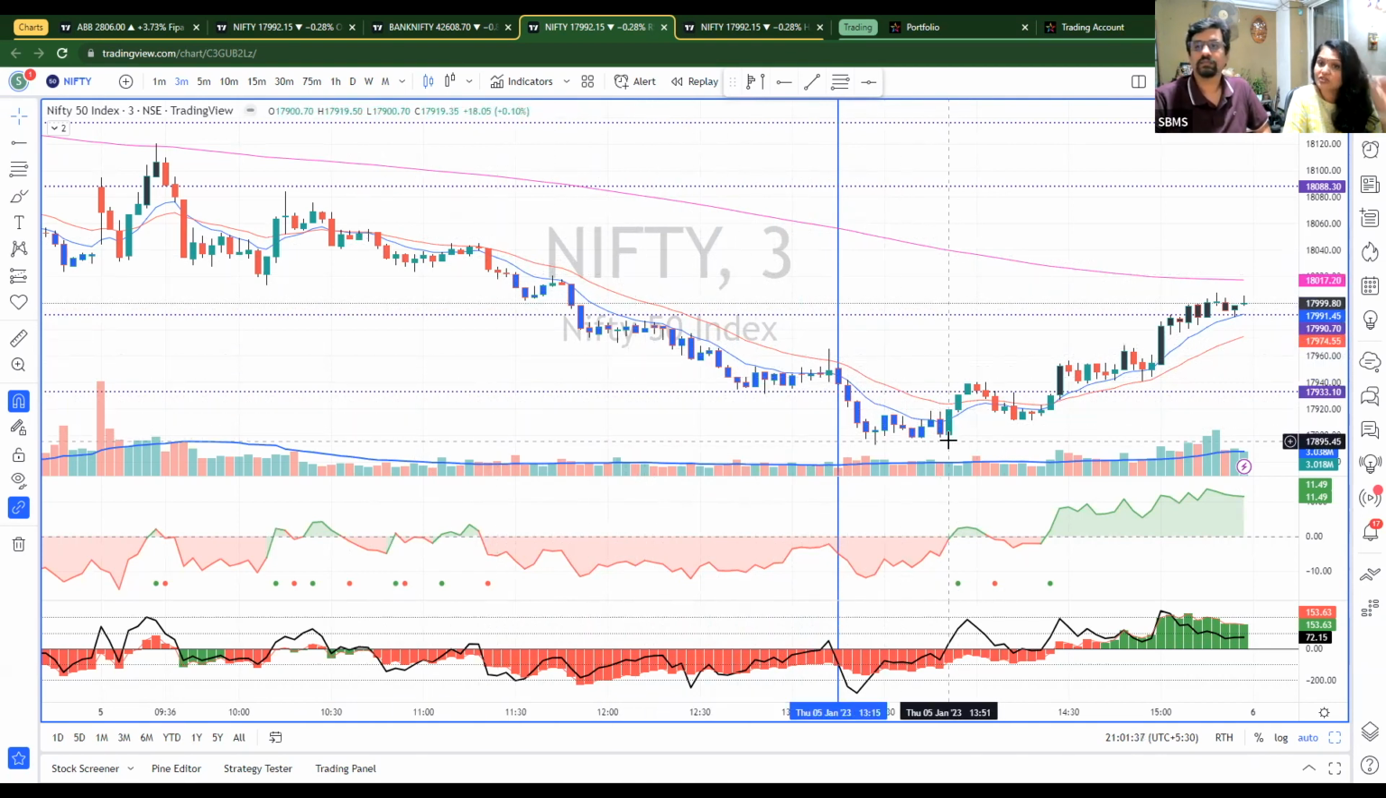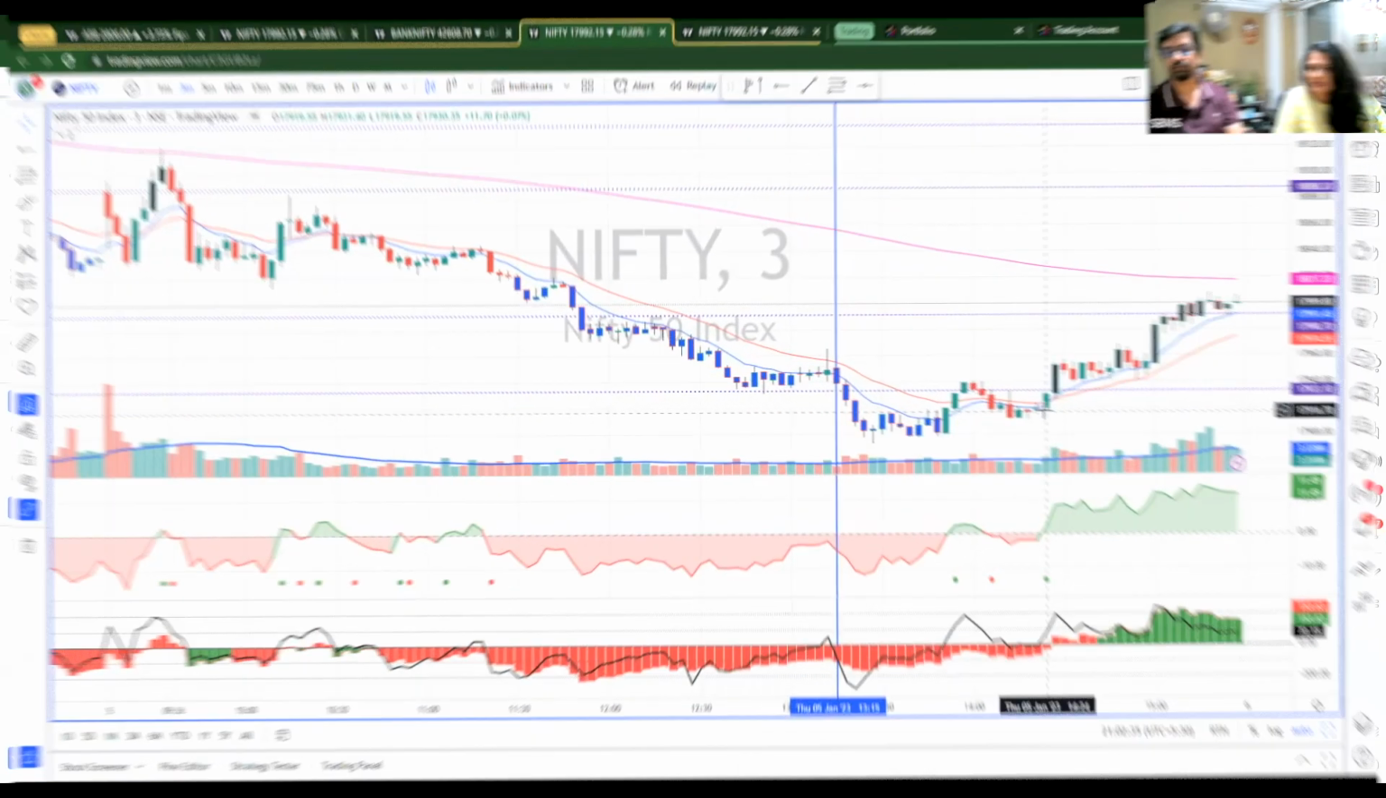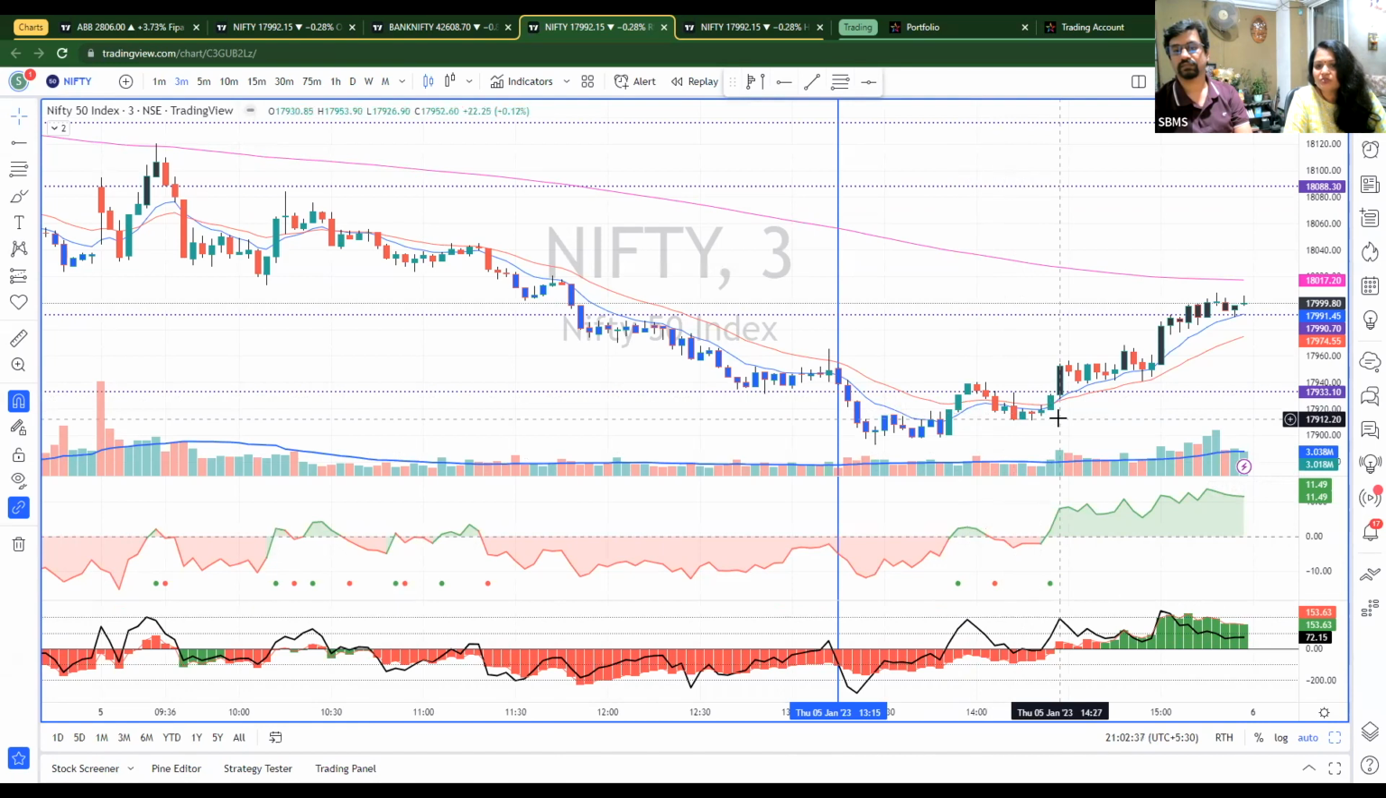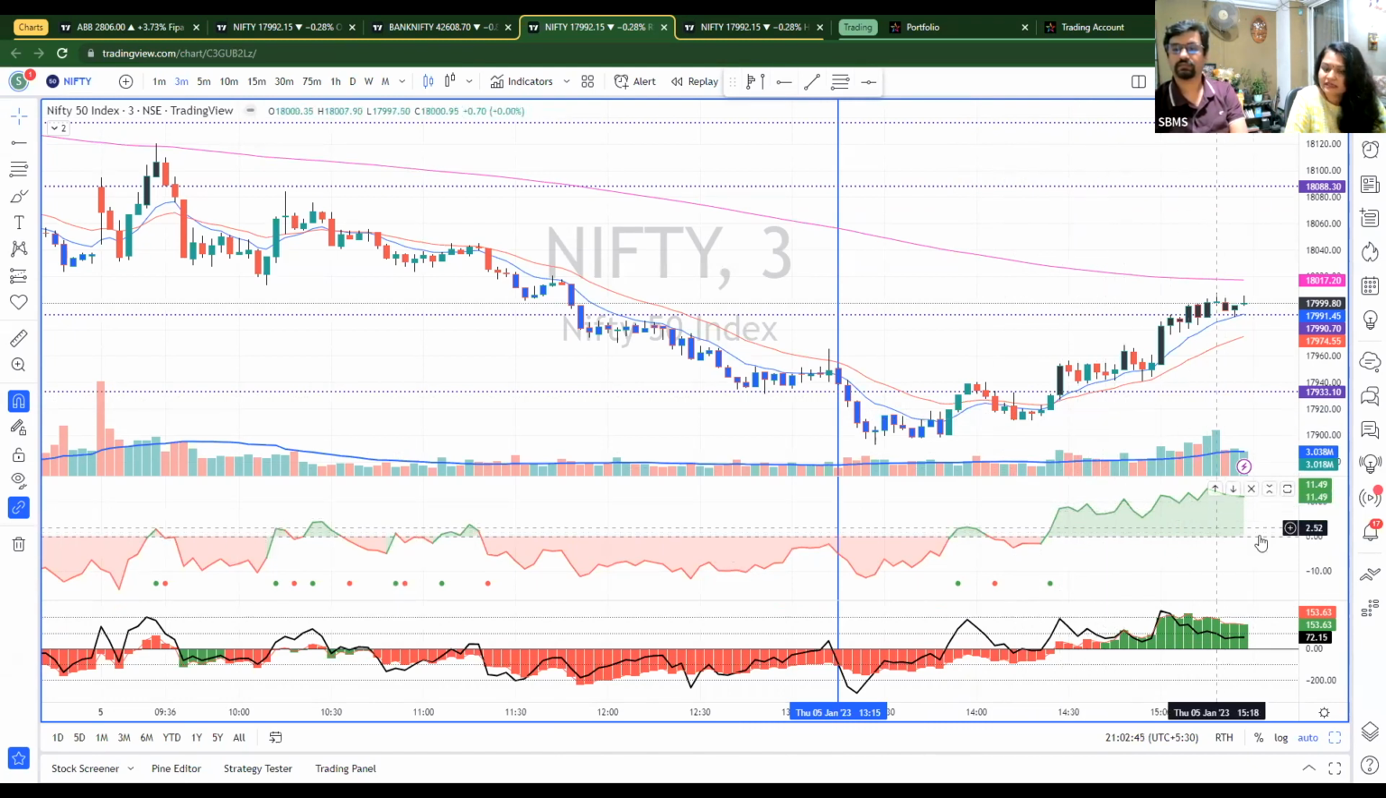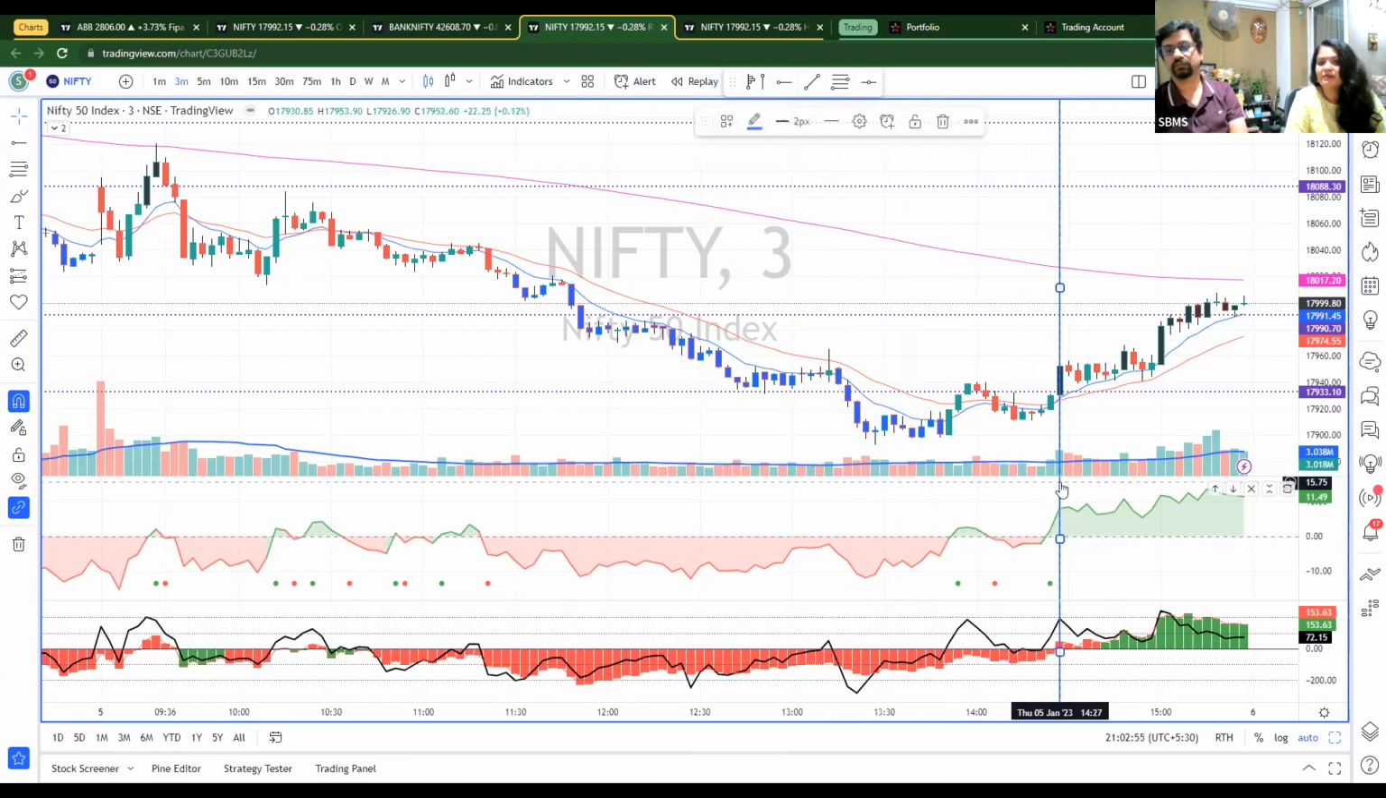This is the actual setup. This is how it has to be traded. The price started to move. This was the candle which told us now it is in the buy zone, as this also entered the green zone, this also entered above the zero line, and the black line is also above the zero line. So this is the candle that says it is in the buy zone.